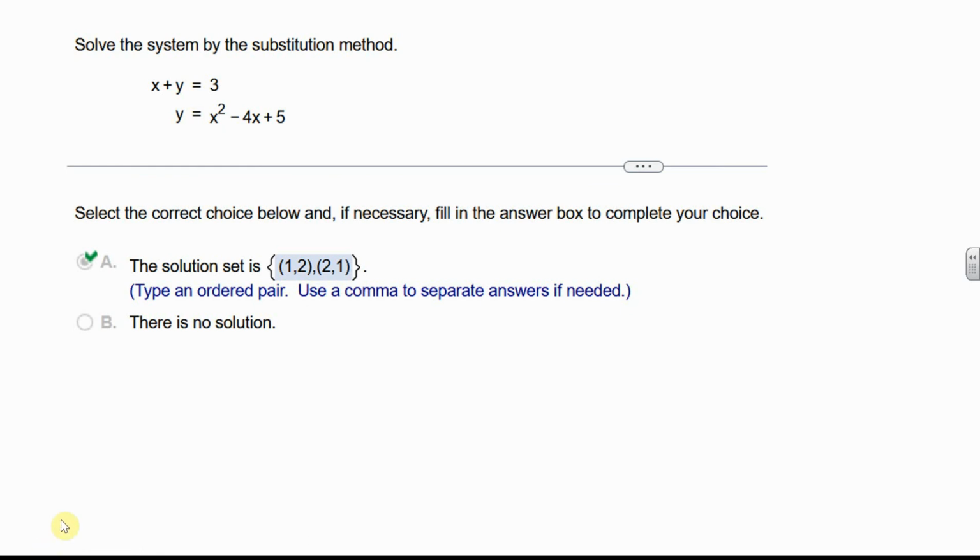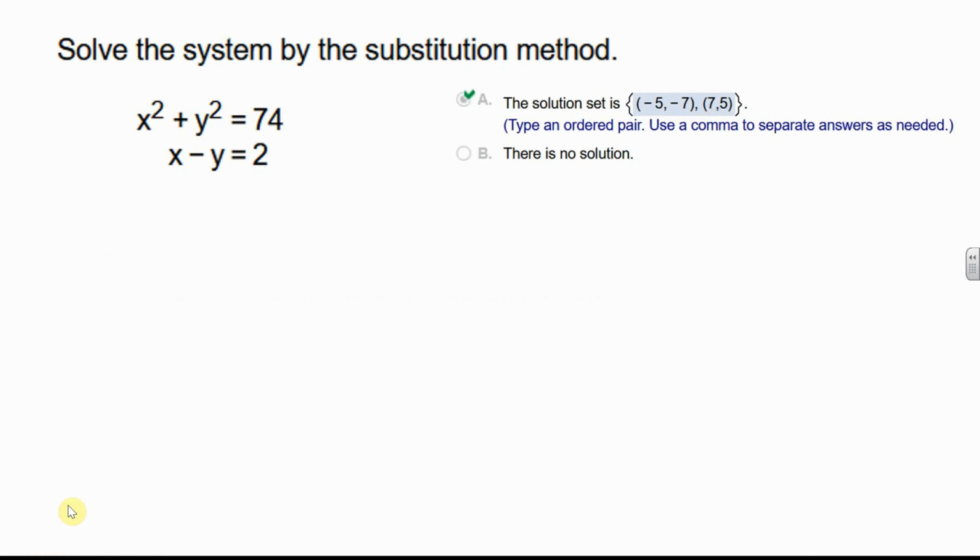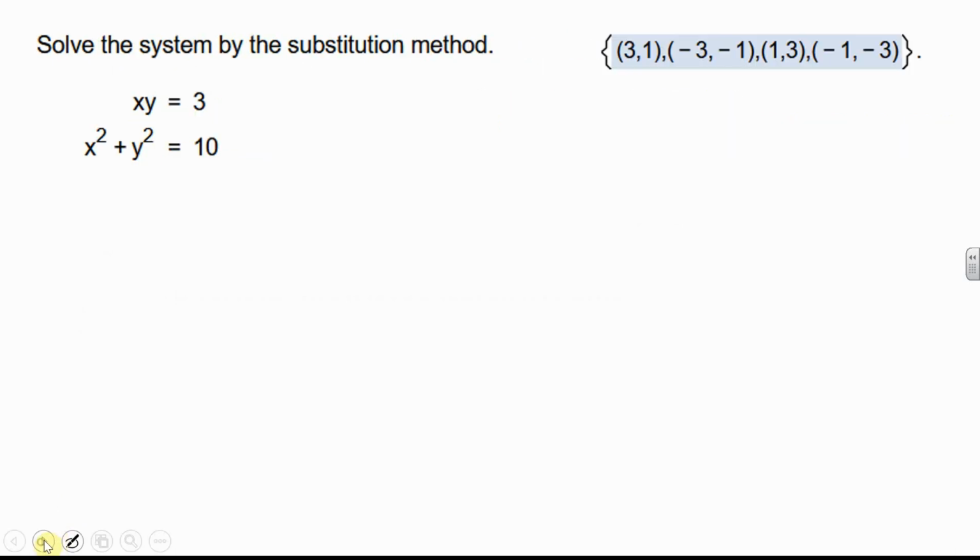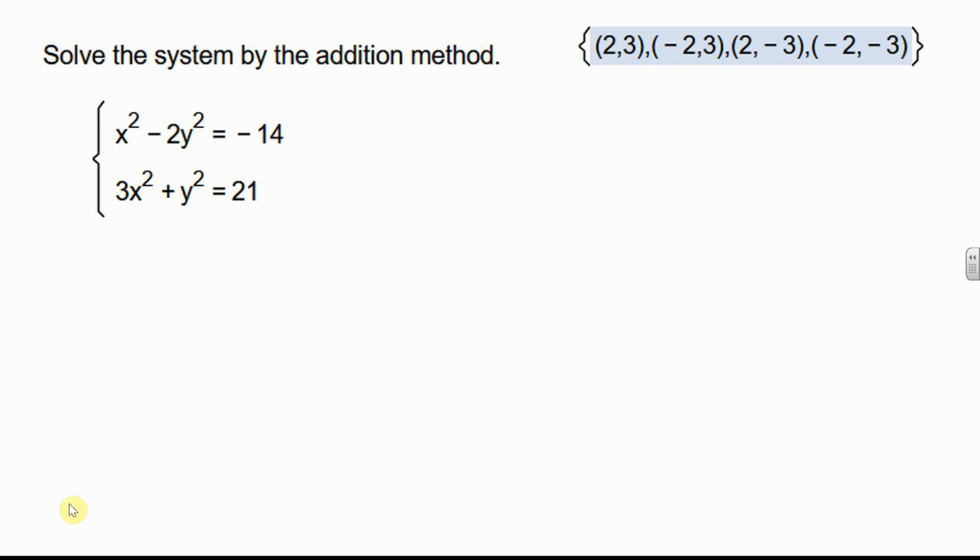Because there's a problem that involves circles, and that's really cool. And I definitely want to show you that one. So we got this one here. That's the one with the circle. And then that one also has a circle. Well, that one has circles too, right?